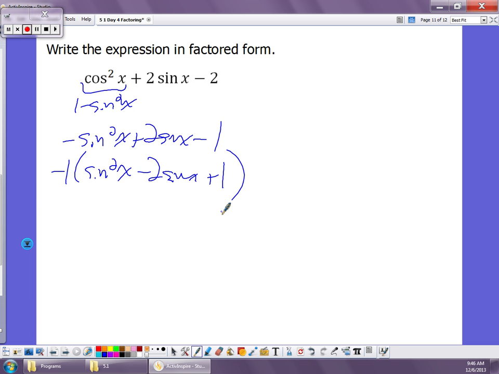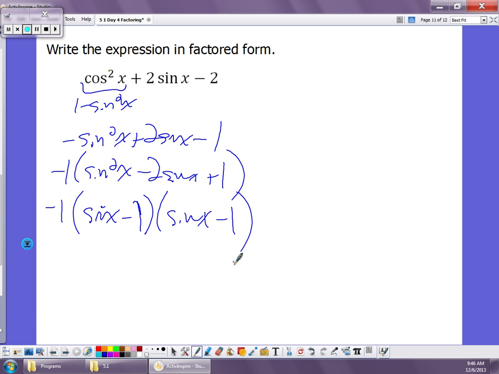And then you would just factor. You'd end up with just sine x minus sine x, sine squared x minus sine x. I was right the first time. Sine x minus 1 and sine x minus 1. And that would be your final answer.